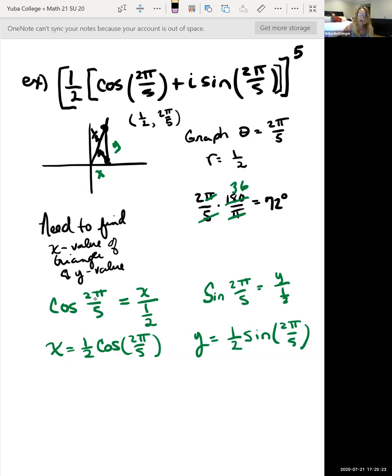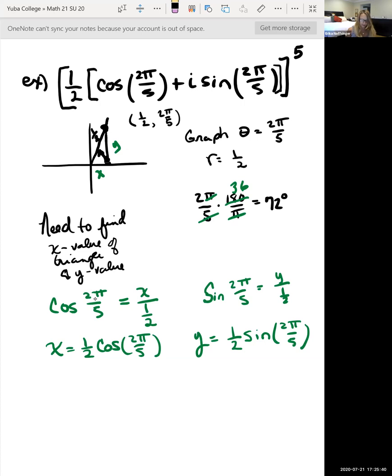So without remembering that formula, x equals r cosine theta, we could have looked at this and said, well, we know what r is. We know what theta is. Well, we know x has to be r cosine theta, and y has to be r sine theta.